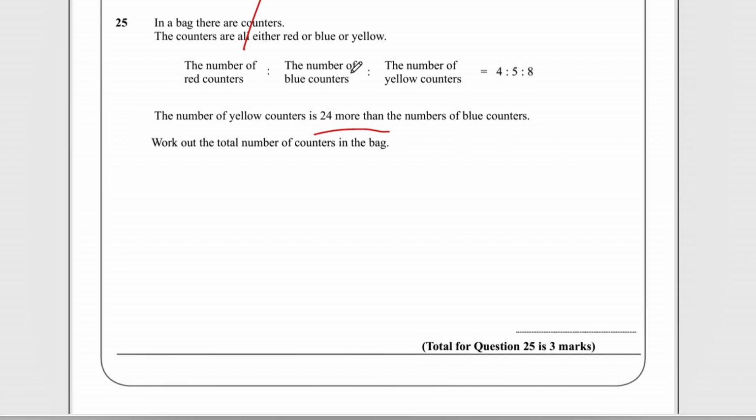How do you get the yellow counters? Remember, this is 4 to 5 to 8. So how do you get the yellow counters? Normally, if you want to solve a ratio problem, you take the particular ratio of yellow, which is 8. You want to share for yellow, 8 over the total ratio. Total ratio means add the ratios together. 4 plus 5 is 9. 9 plus 8 is 17. So 8 over 17 of the total we don't know, which is X.